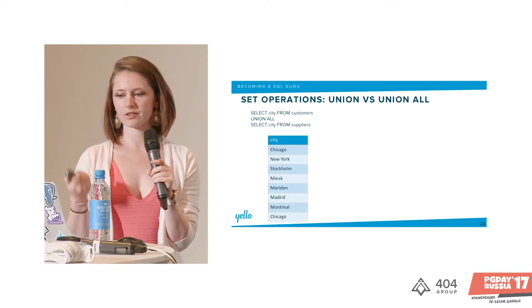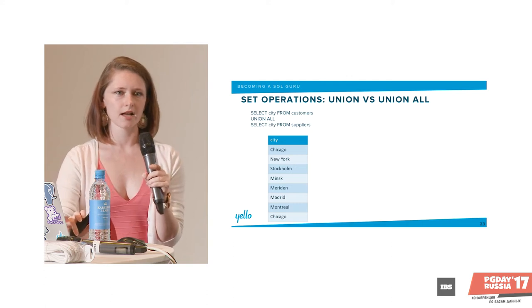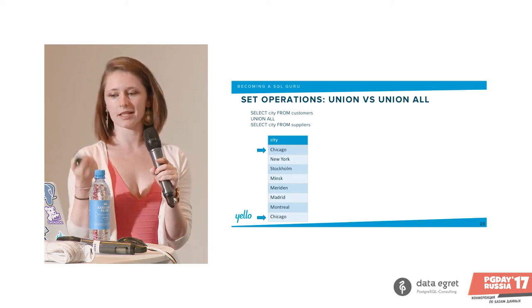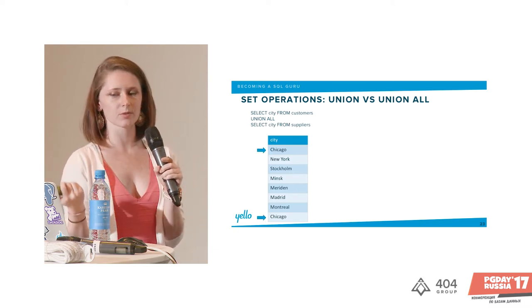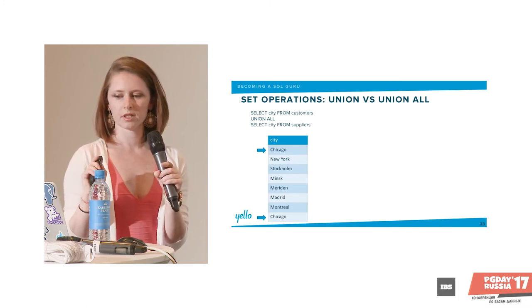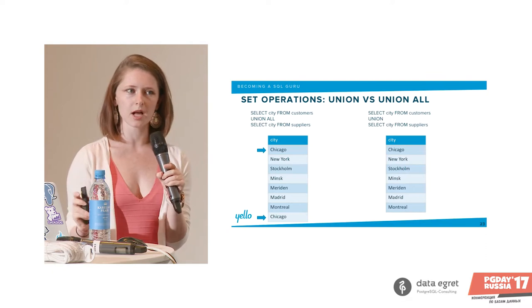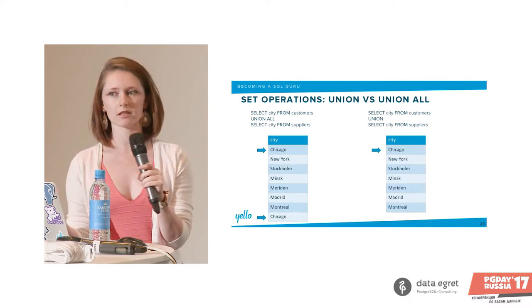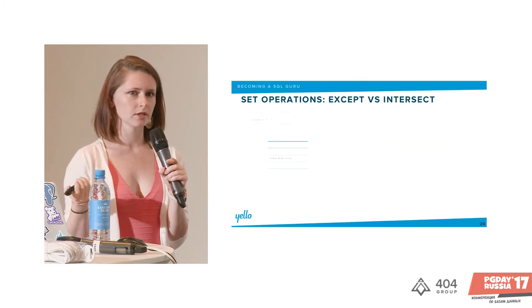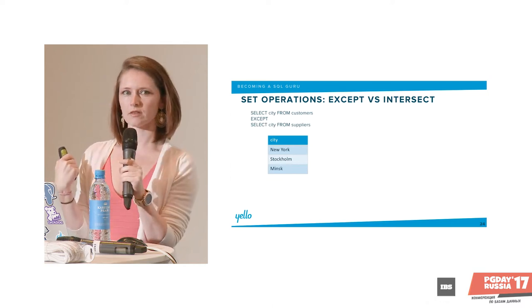So what are set operators? We'll start with union. Let's say I want to get a list of all cities that are either in my customer table or in my supplier table. I can do select city from customers, union all, select city from suppliers, and I'll get this full list. Notice if you do union all, duplicate records will be retained. So we had a customer in Chicago as well as a supplier, so we see Chicago twice on the list. If I want to remove duplication, I simply change this to a union, and now we see that Chicago appears only once. Any questions?